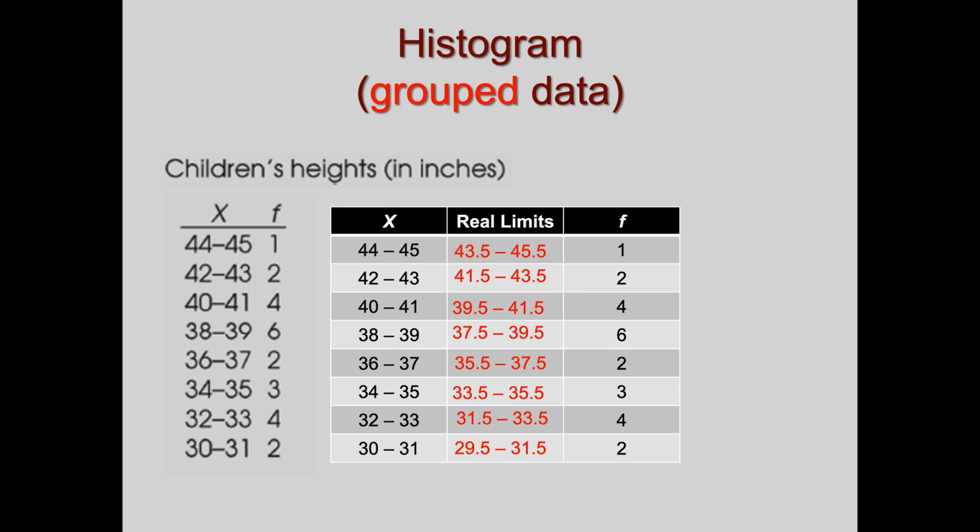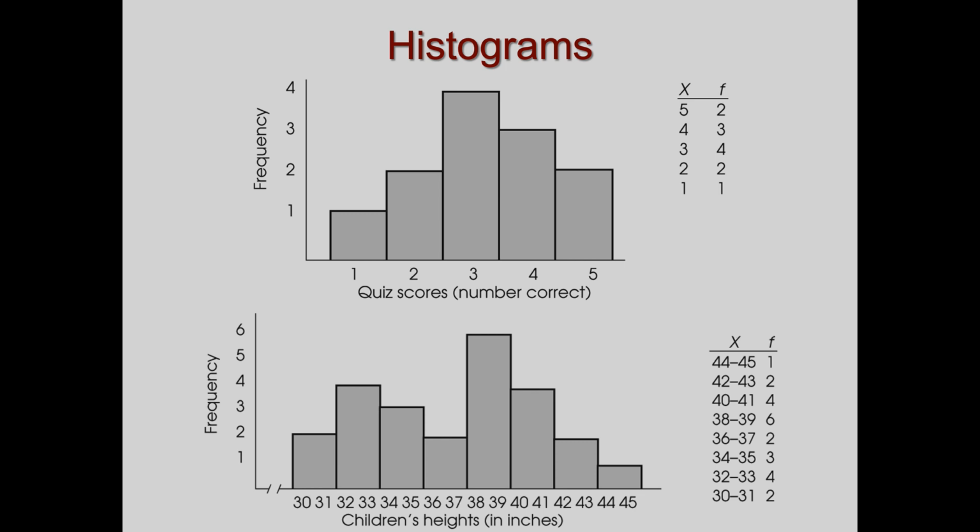What would a histogram for each of these look like? Well, here's what your histogram would look like, okay? What we have here is a repeat of what the frequency tables were, and here's your histograms. Frequency, quiz scores. Over here, it's frequency. Notice frequency is always on that vertical axis. And then children's heights by inches, so you're labeling it.